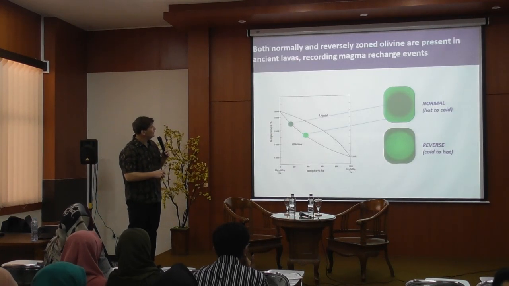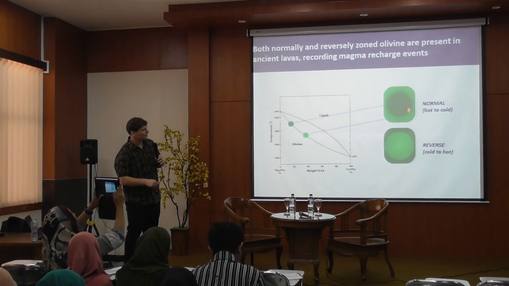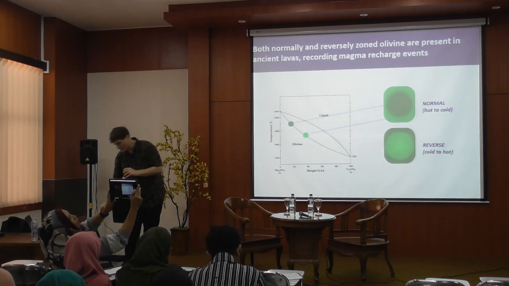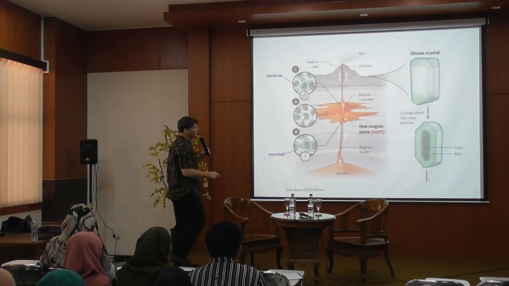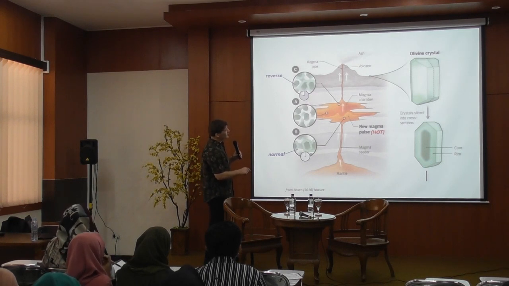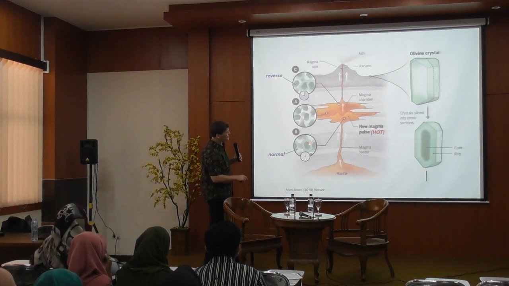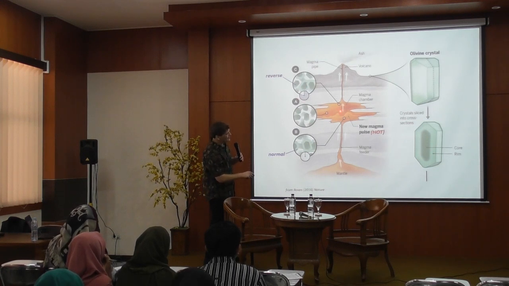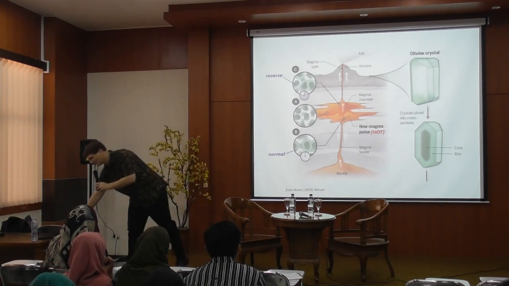We also see both normal and reversely zoned olivine. Remember, this is olivine going from high temperature to low temperature, and low temperature to high temperature. We have both of these in this system, which makes sense from this perspective. If you have olivine in this reservoir, you've got fresh magma coming in. This reservoir is cooled a bit, so the olivine that's carried by this lava would cool down and form normally zoned phenocrysts, and the olivine that was hanging around this magma chamber that was heated would get reversely zoned. So we would see both normal and reverse zoning coming from the same system.